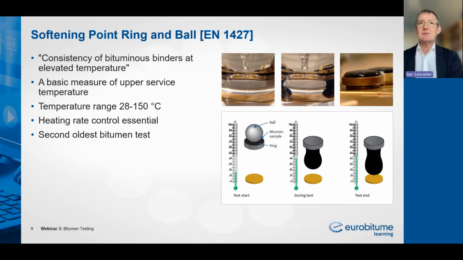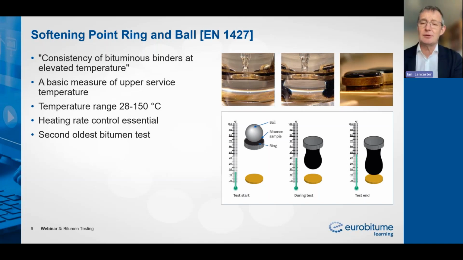Bitumen changes its physical form according to temperature, and the hotter we get it, the more runny it becomes, the less viscous it will become. And there will come a point as we heat it up where it changes from a semi-solid material effectively into a liquid, and that is more or less what we describe as the softening point. We can only really measure softening point in the range of 28 to 150 degrees. Trying to measure the softening point any lower than that becomes very, very difficult.